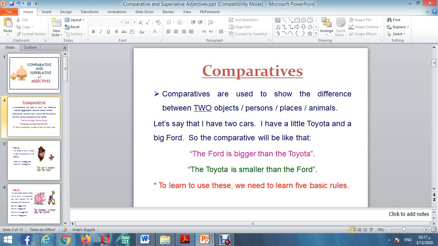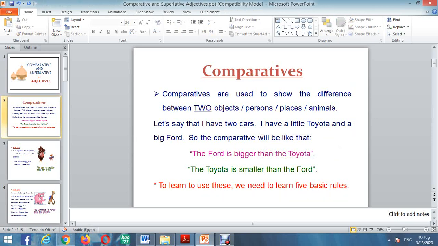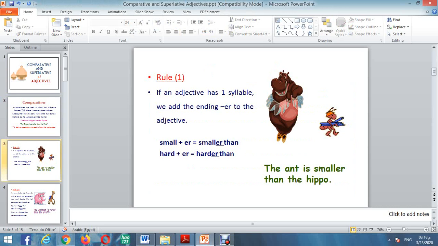If you look at these two examples here, what did we do? What did you do to the adjective? Bigger, smaller than. To learn to use these, we need to learn 5 basic rules. What are they? Rule number 1, if an adjective has one syllable, we add the ending er to the adjective.